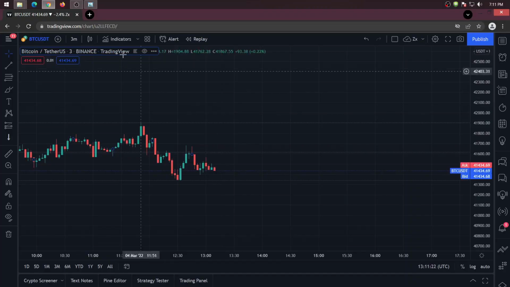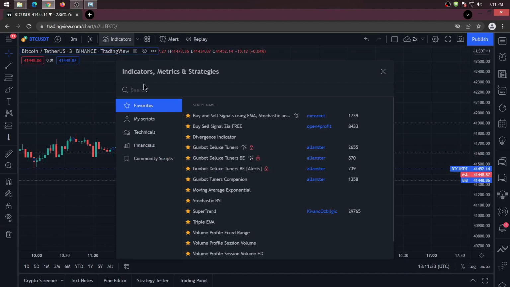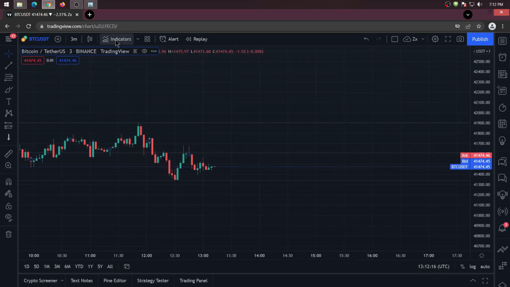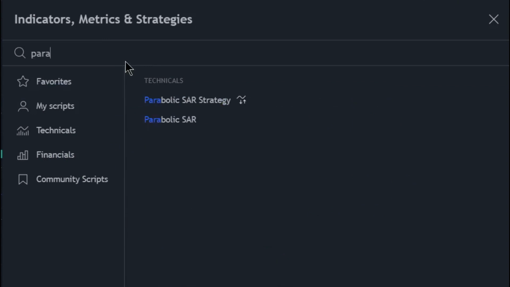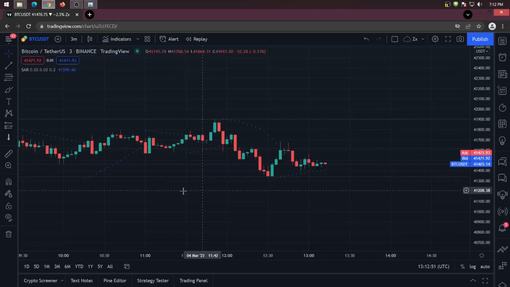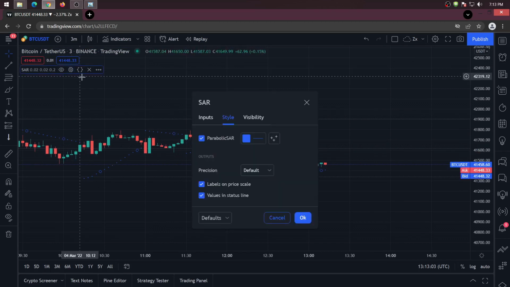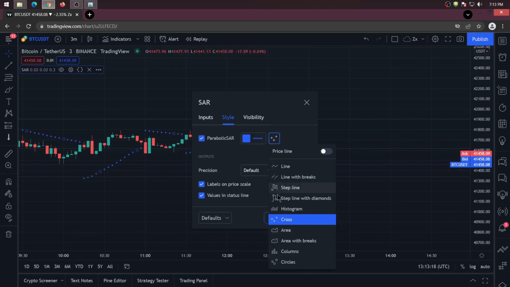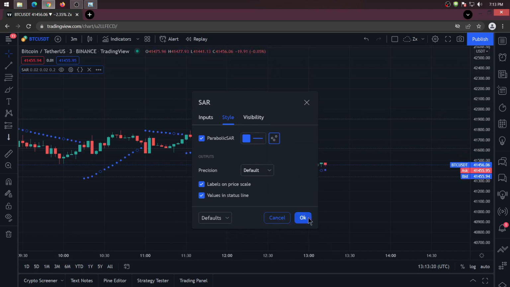In this strategy I'm using a two-indicator combination. One is parabolic SAR and two is 200 EMA. First I want to add parabolic SAR, and later I will add 200 EMA. So first I go to indicators, find parabolic SAR here and simply add this indicator. Now I have to change some settings for better visuals. I go to the SAR indicator settings and change the thickness and also change the symbol from plus to circle. Alright, now simply OK.